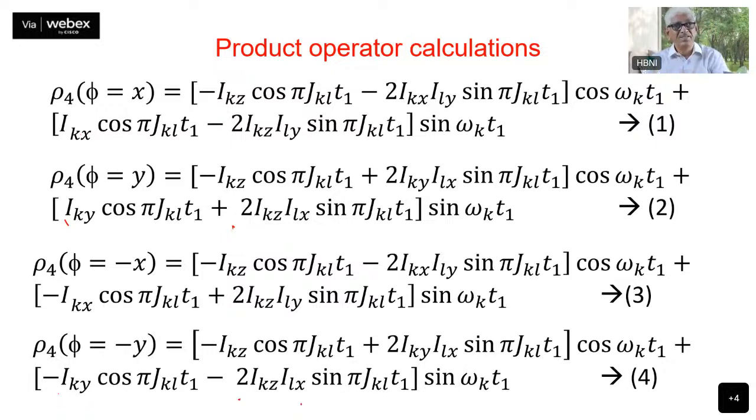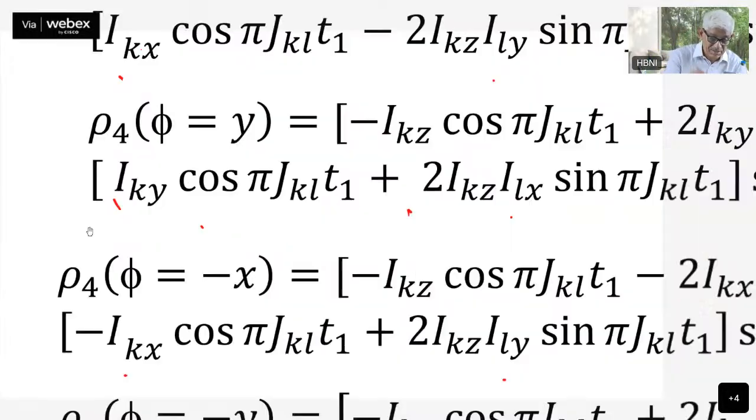Now what I am doing is simply adding all of these. When I add all of these, what will happen? This will cancel with this, this will cancel with this, this will cancel with this. And the only thing which remains is the IKZ. That has not changed at all.